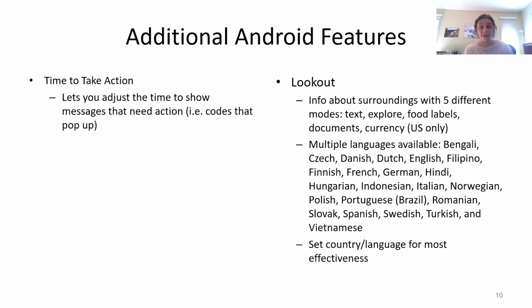In addition, Android has added what they call Lookout, which is that the phone uses AI to give you information about surroundings. So it has 5 different modes. It has a text mode, an explore mode, a food labels mode, a document mode, and a currency mode. Right now, the currency is US only, which is unfortunate, but there are other apps that can do other currencies. But these 4 modes are really helpful.